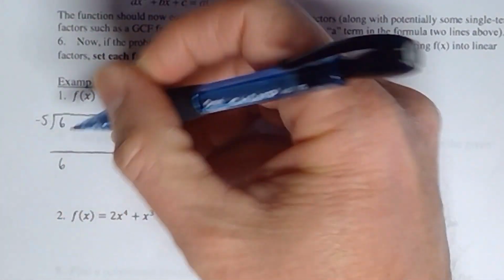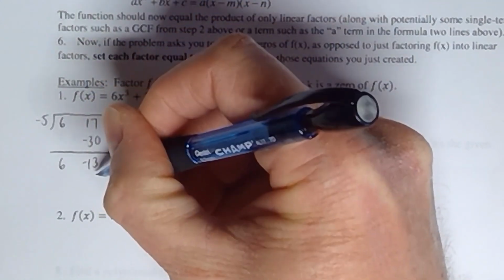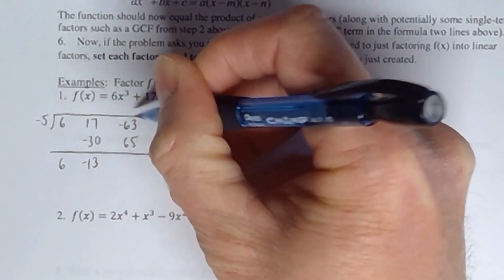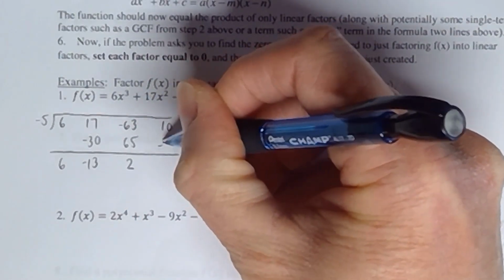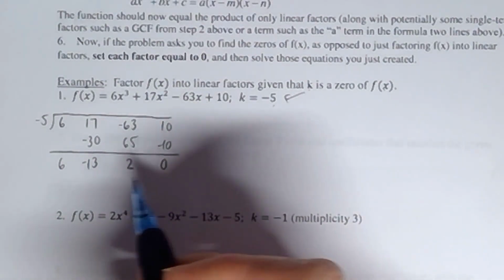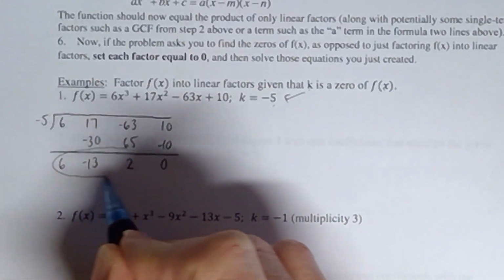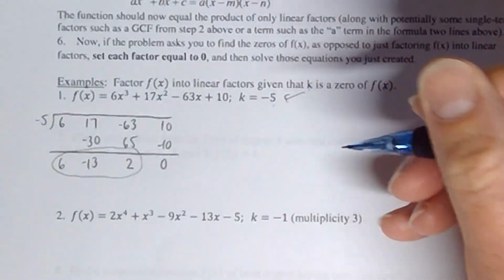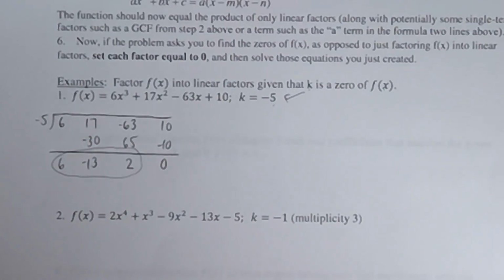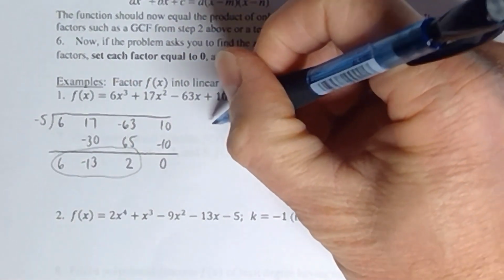I'm just doing normal synthetic division from section 3.2. Multiply and then add down. Multiply and then add down. Multiply and then add down. And sure enough, it gives you a remainder of 0. What does this mean? This means that we can then use this line right here. And I'll go ahead and write the original function here.